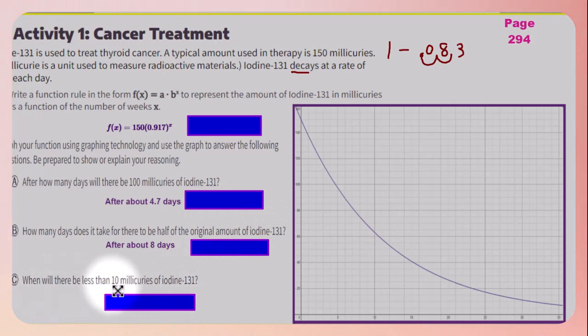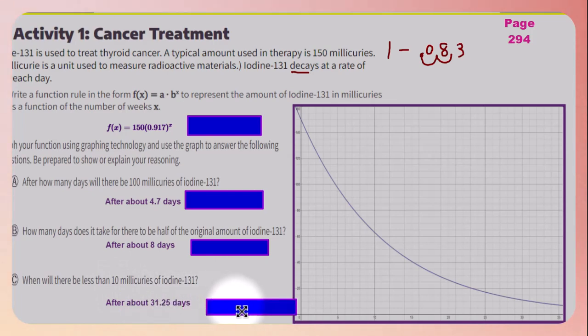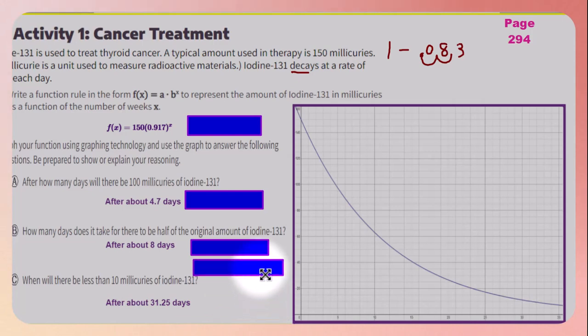When will there be less than 10 millicuries of iodine 131? So if you're reading your graph, that's going to be after 31¼ days, so somewhere down here. And you can look at the output on the left-hand side and you can kind of go to that area because we know that 10 millicuries is going to be around here somewhere.